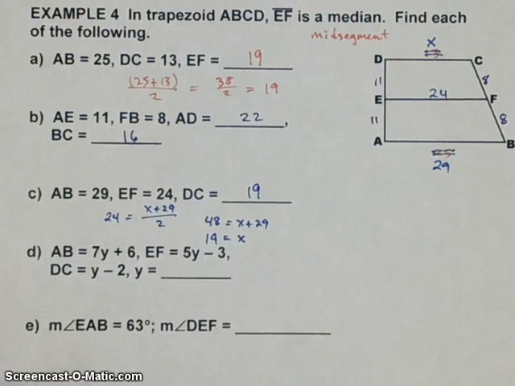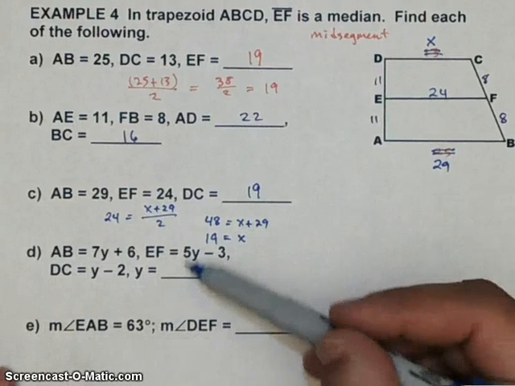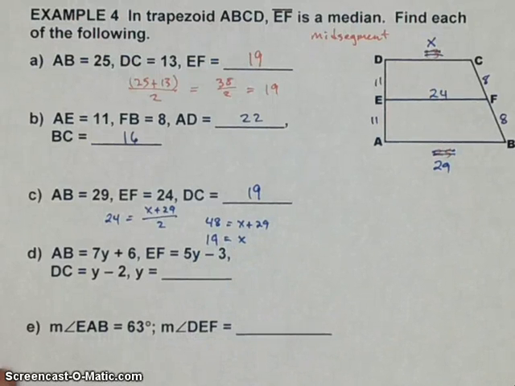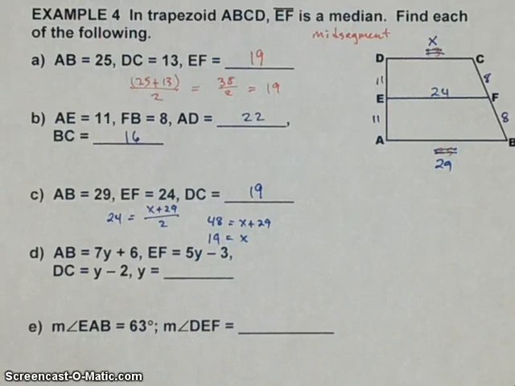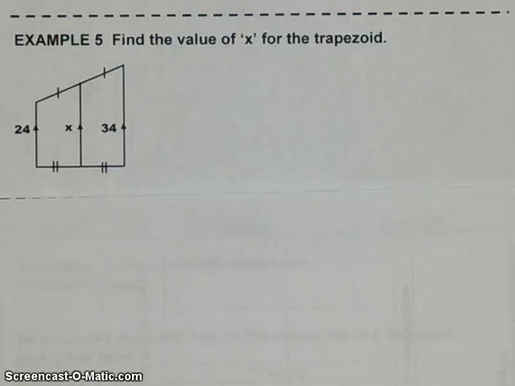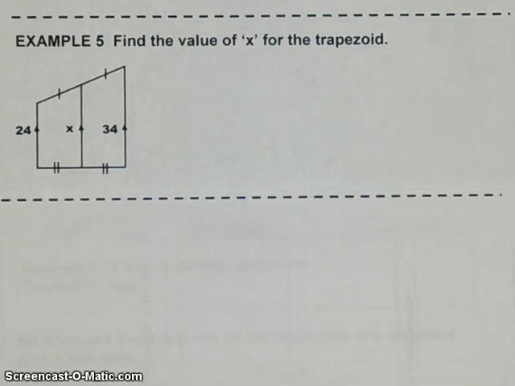Alright. I'm going to leave these two for you to do. D and E, I want you to try to solve those, and you can check with me when you're in class. Alright, I'm also going to let you try example 5. I did an example like that for you just now where you have to find the midsegment. So I'll leave that one up to you.